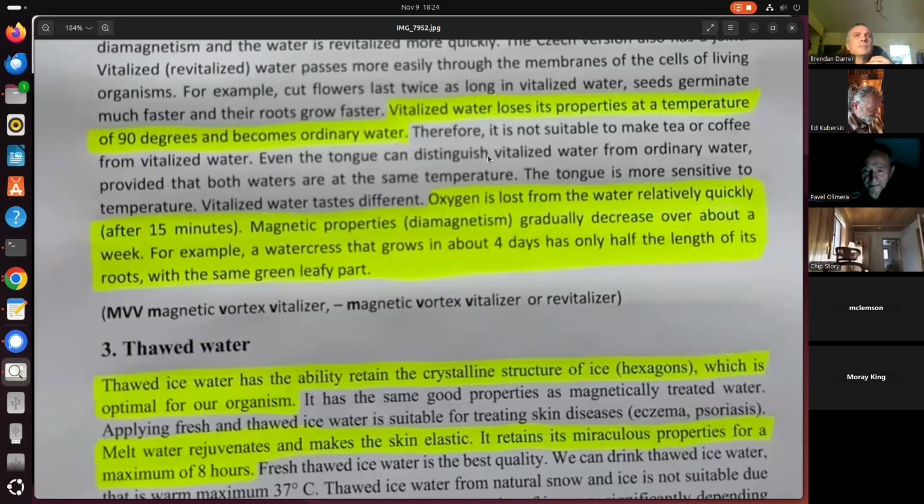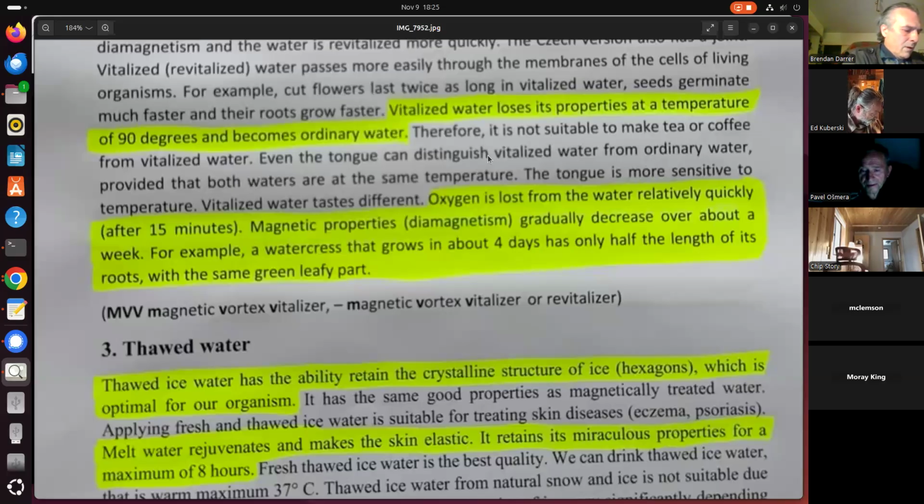Even the tongue can distinguish vitalized water from ordinary water, provided that both waters are at the same temperature. The tongue is more sensitive to water. Vitalized water tastes different. Oxygen is lost from the water relatively quickly, after 15 minutes. That's also very interesting. Magnetic properties, diamagnetism, gradually decrease over about a week. For example, watercress that grows in about 4 days has only half the length of its roots, with the same green leafy part.